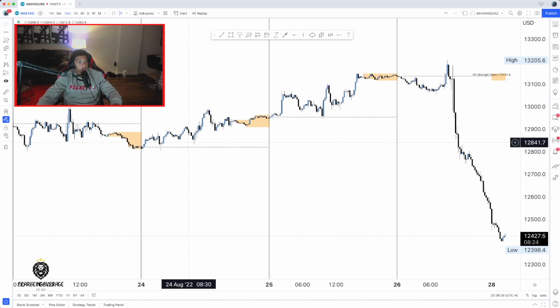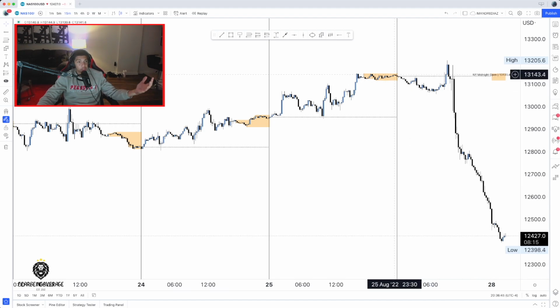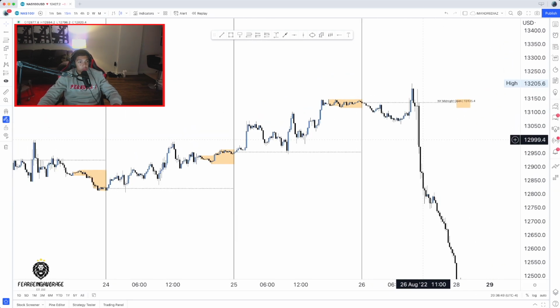And then this dotted line in the middle is just showing the open. So the open for that area. If you see over here, New York midnight open. So 12 a.m., midnight, that is what this is, and that's showing the opening price. There's always something I did manually. I would put the 12 a.m. open, but now I have an indicator for it. So there you go.